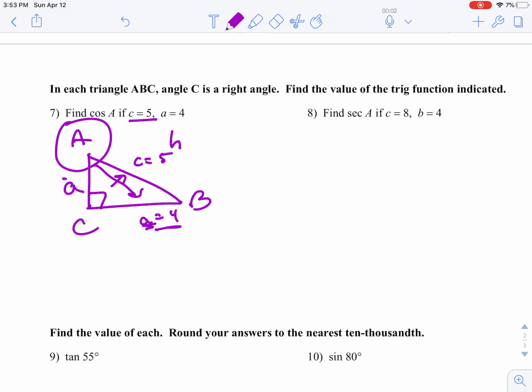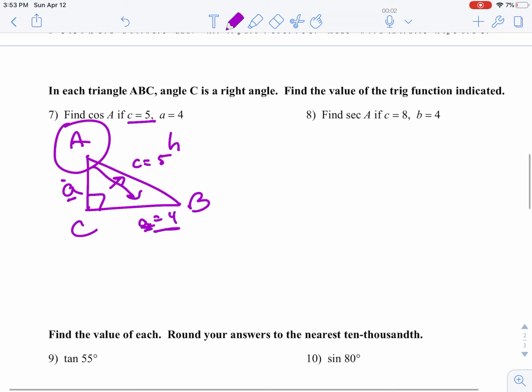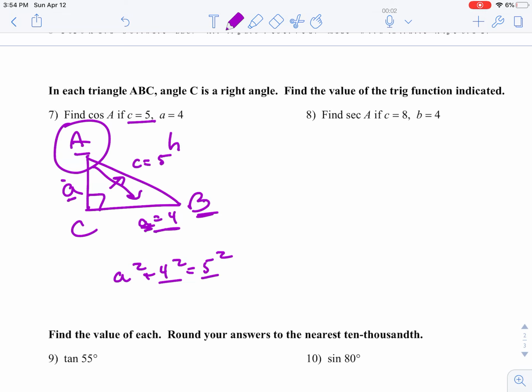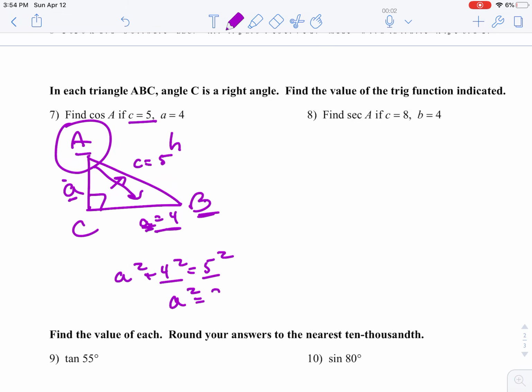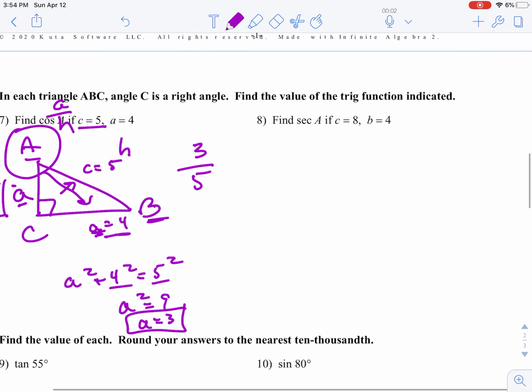I know that's called A, but this is called the adjacent. It gets a little confusing. If you drew it the other way, then your cosine A would be from this angle instead of that angle, okay? All right, so anyway, we need Pythagorean theorem. A squared plus 4 squared equals 5 squared. All right, square them, subtract. A squared equals 9. A equals 3, okay? So 3 over 5, because cosine is adjacent over hypotenuse, okay?